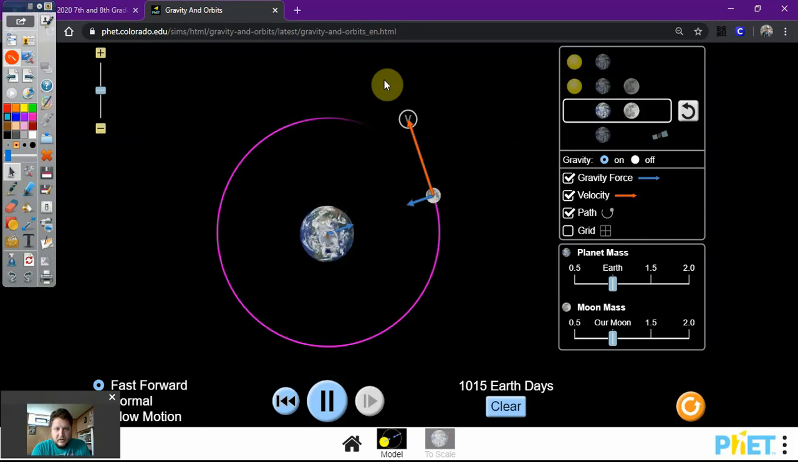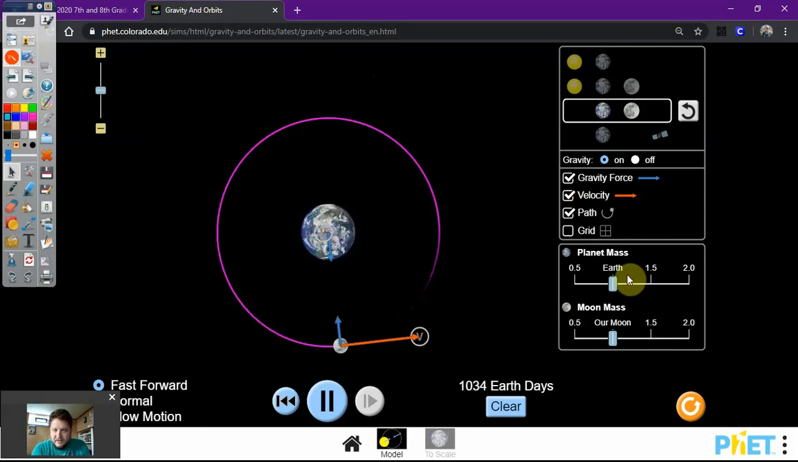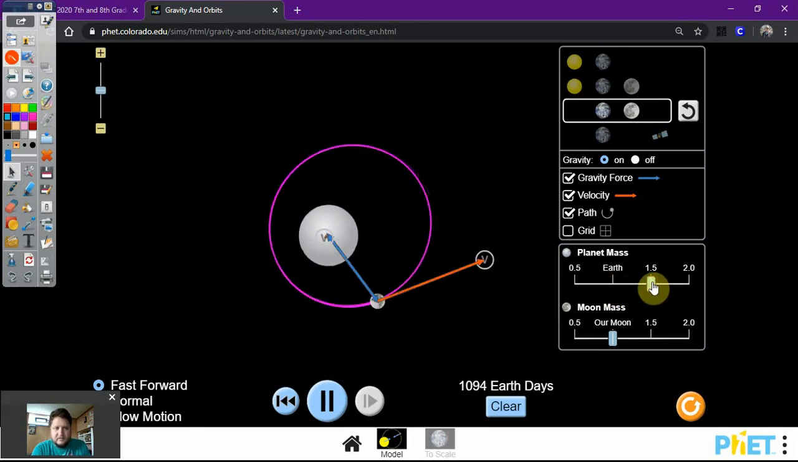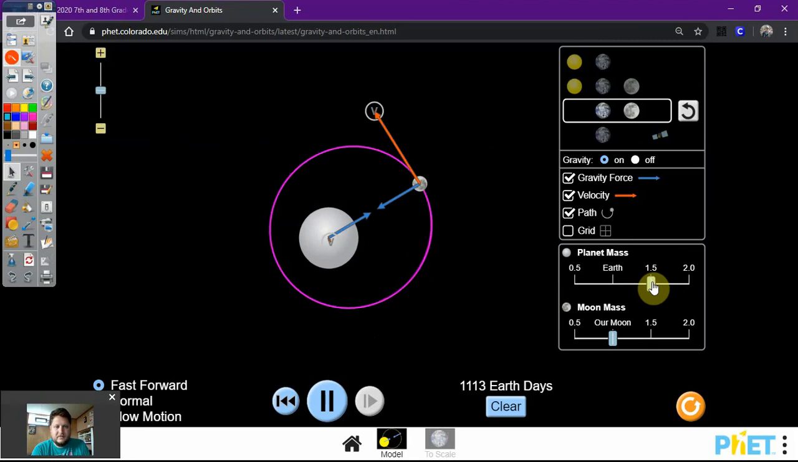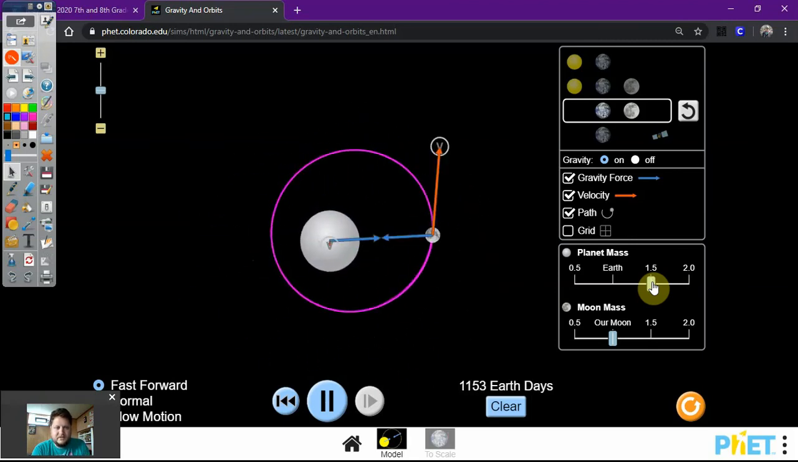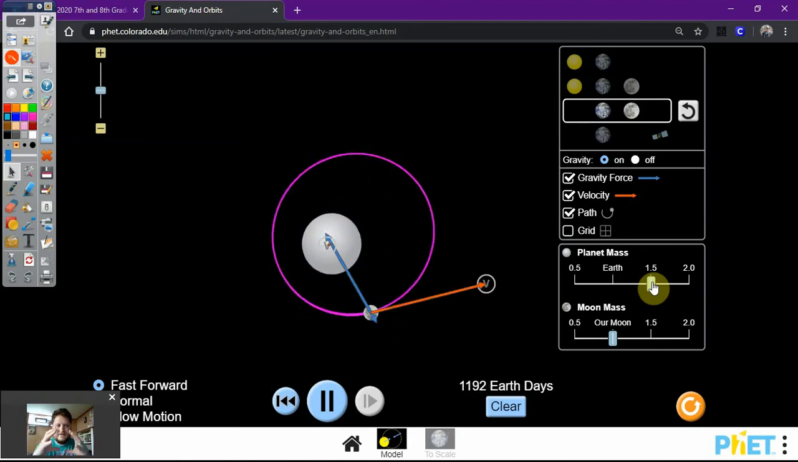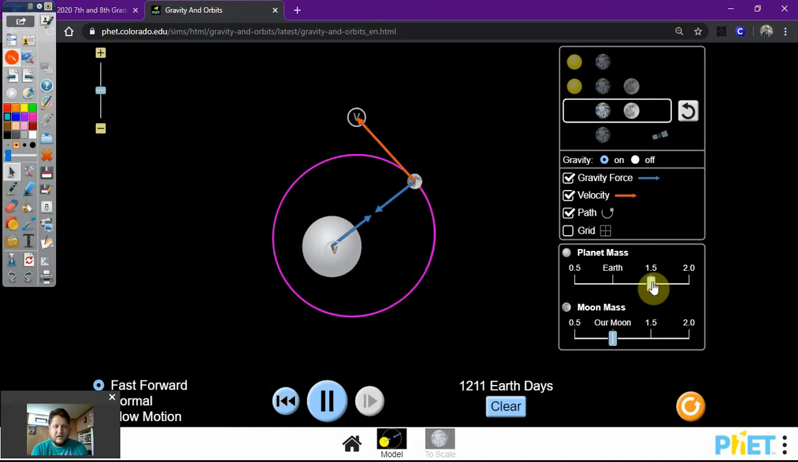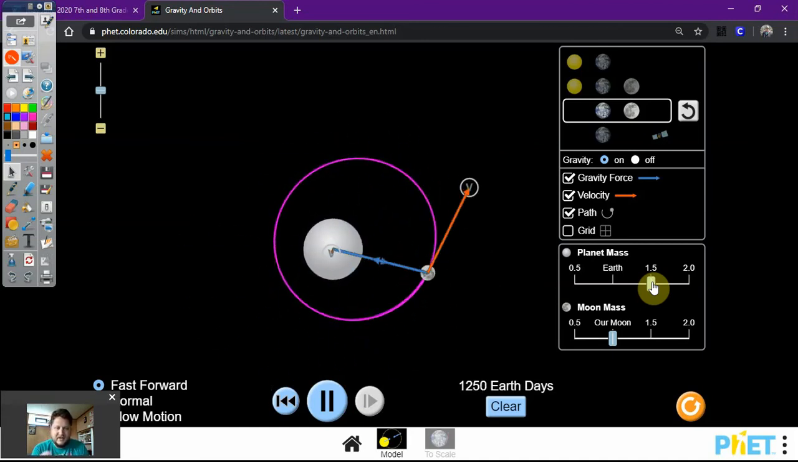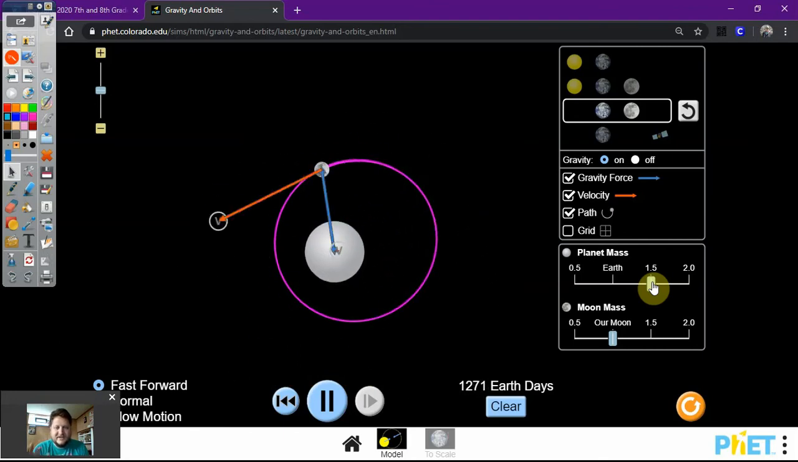So if we're looking here, let's just play around with this a little bit. Let's see what happens when I make the Earth more massive. All right, so what happened? What happened to our orbit? Our orbit has kind of collapsed in closer to the planet. So now the moon is orbiting much closer to the planet, particularly in certain areas, and that has to do with the timing in which I made the planet more massive.